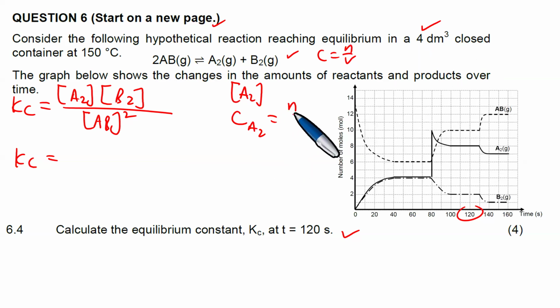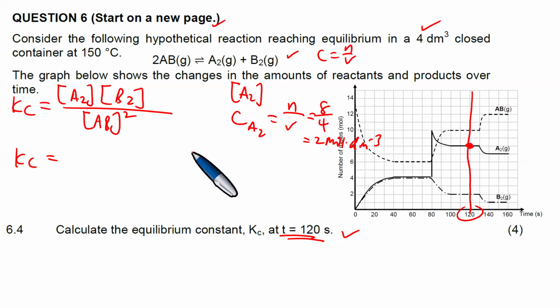It's 4, so we have concentration is number of moles over volume. Okay, A2 at time 120 seconds. Let's read the moles. If we want to read the moles of A2, because we want to deal with A2 here, A2 is there, and the moles are exactly 8. So we're going to do 8 over 4, which is actually 2 moles per decimeter cubed.